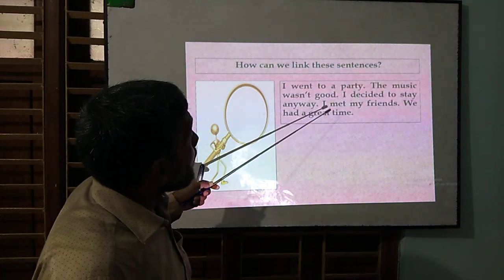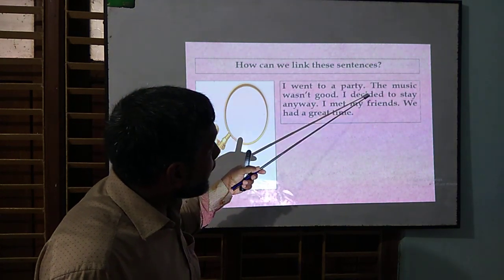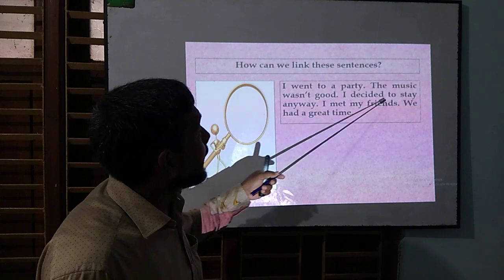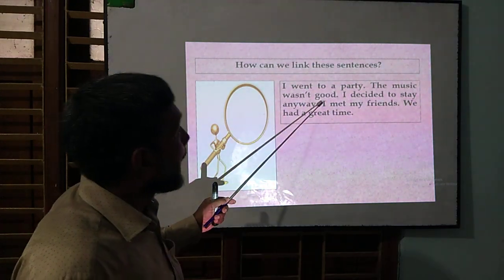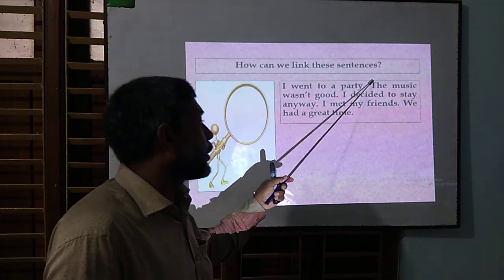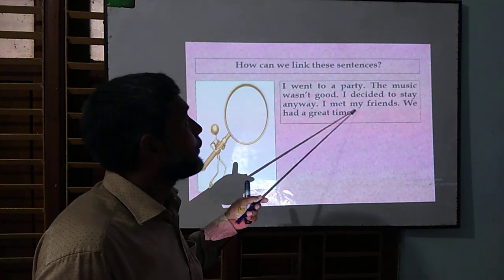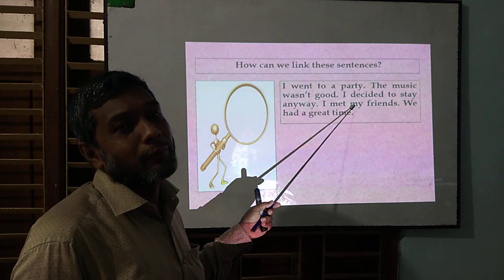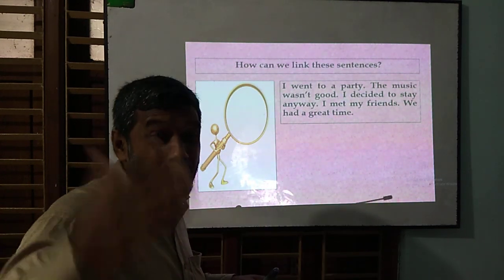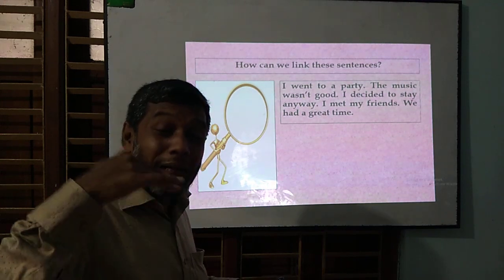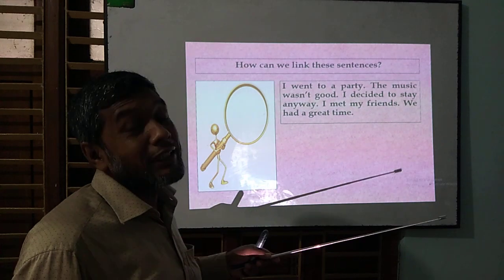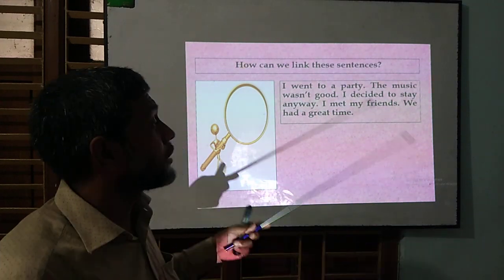So again, if I try to find out the relation between this sentence and this, I met my friends. So I decided to stay anyway because I met my friends there. Though the music was not good, I decided to stay because my friends were there. I met my friends, so I was staying there. In this way, you must try to understand the relation between the sentences. Then it will be easy for any student to use connectors.